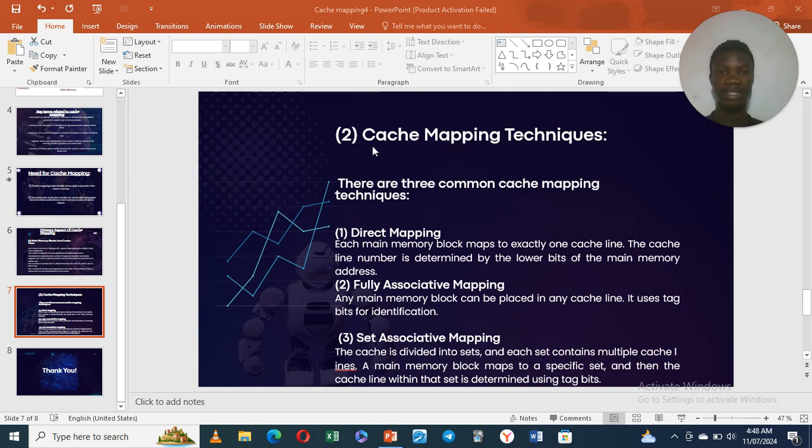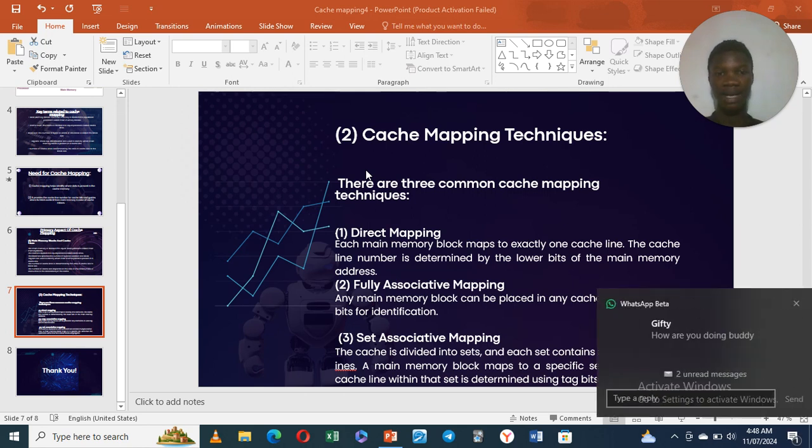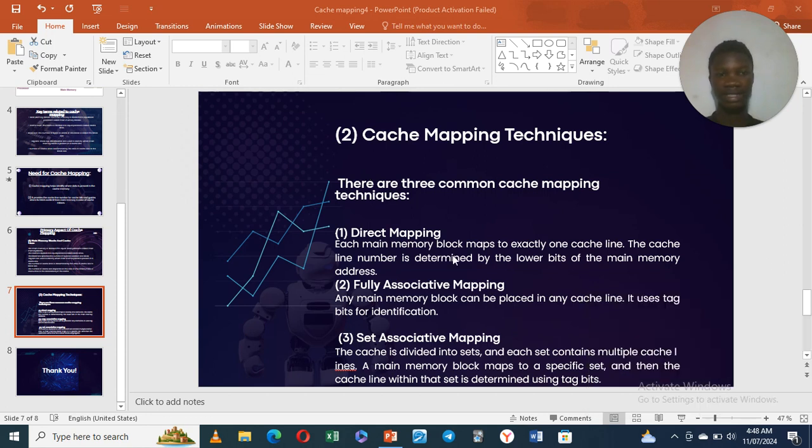Then we move on to the second aspect, that is the cache mapping technique, and there are 3 common cache mapping techniques. The first one is direct mapping. Each main memory block maps to exactly one cache line. The cache line number is determined by the lower byte of the main memory address.